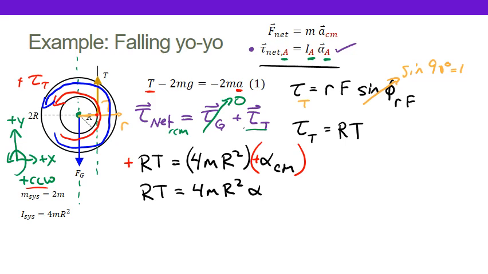Now, unfortunately, this introduces a third unknown. So we have our tension still unknown, our angular acceleration still unknown, and we still have our linear acceleration as an unknown. We have a second equation, but we have introduced a third unknown. And so we're going to have to find a third equation.